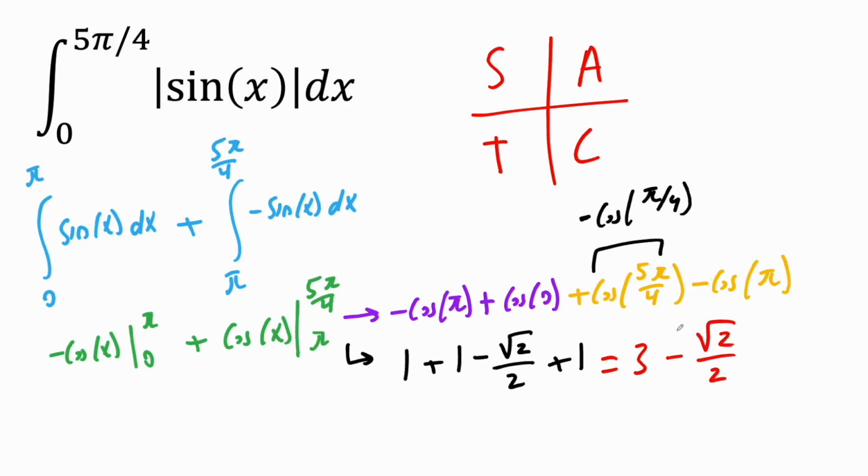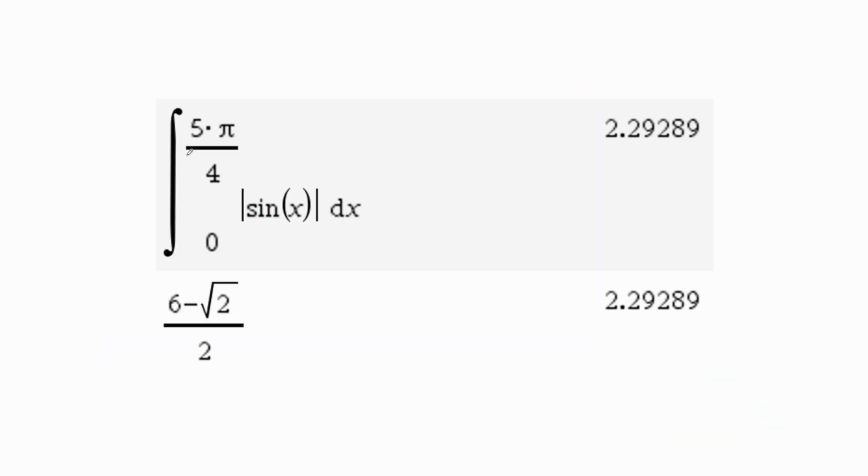And we can get a common denominator. This is a 2, so we can make this 3 into 6 over 2. And so we're going to get 6 minus the square root of 2, all divided by 2. And this right here is our final answer. And so if we use a calculator, we get 2.29289, and if we type our answer, we get the same equivalent. And that's pretty much it for this video.